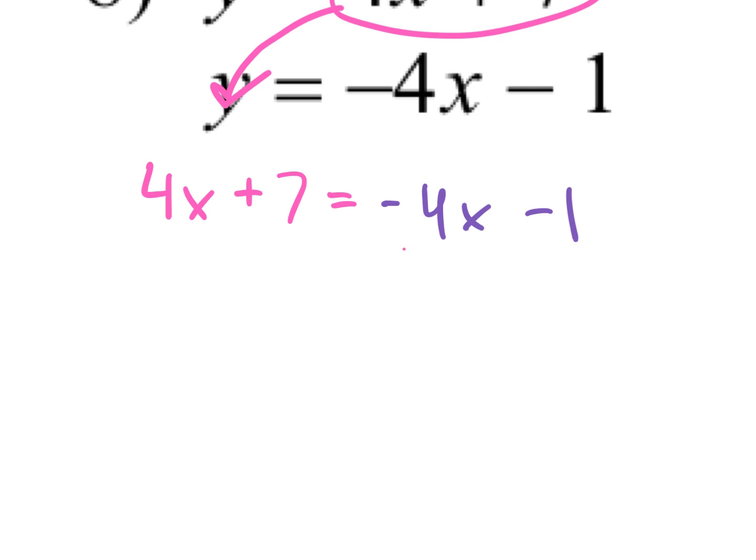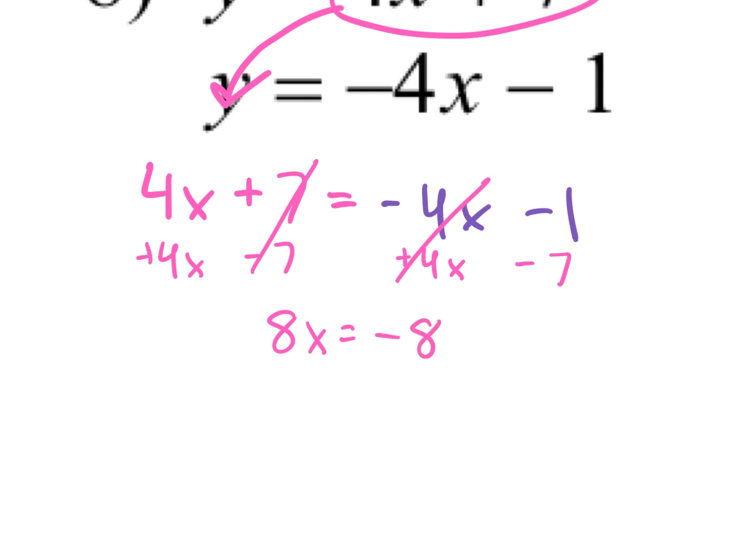Add the 4x. So I'm going to add 4x to move it to the left side. If we're moving our x's to the left, that means I want to move my numbers to the other side of the equation. So I'm going to subtract 7 to move the numbers to the right side. So x's go on one side, constant numbers go on the other, so numbers without the x. What's 4x plus 4x? 8x is equal to, what's -1 minus 7? -8. What would we do next?